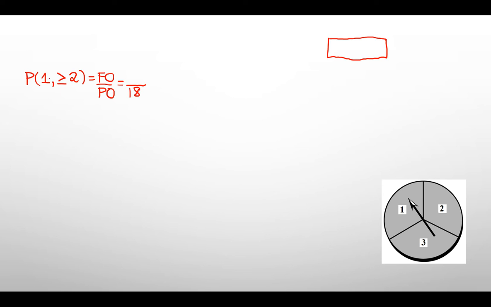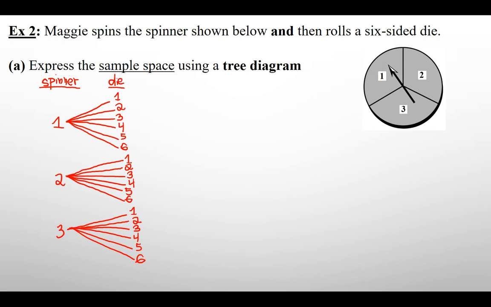Now, the favorable outcomes are getting a 1 on the spinner and a number that's greater than or equal to 2 on the die, which means at least 2. So let's identify that. How many ways can I get a 1 on the spinner and a number that is at least 2? At least 2 is greater than or equal to 2. Okay, so that would be 1 followed by a 2, 1 followed by a 3, 1 followed by a 4, 1 followed by a 5, and then 1 followed by a 6.